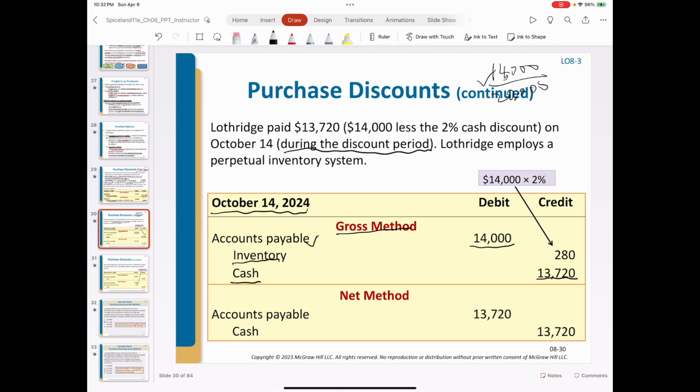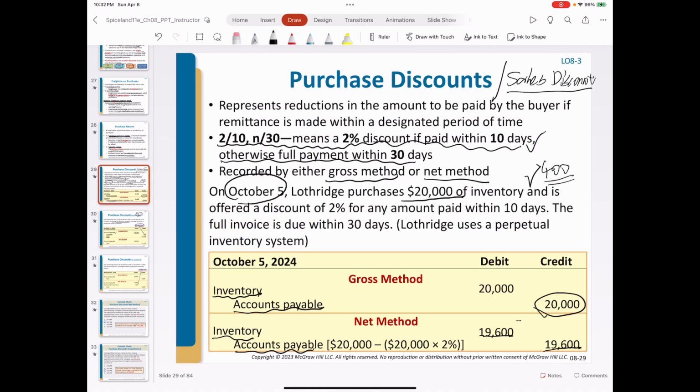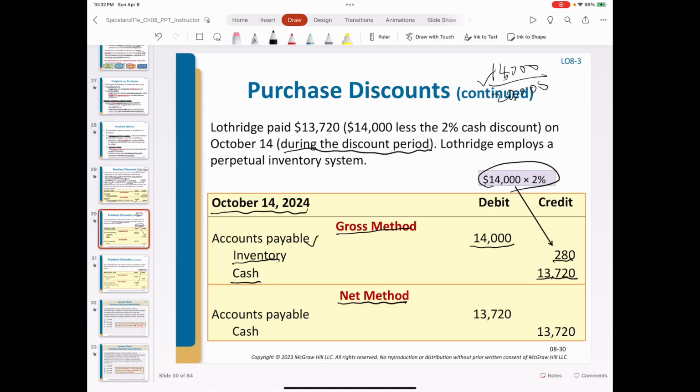The inventory value is reduced by $280. This is 2% of the $14,000. The gross method only accounts for the actual discount when there is any. For the net method, since all the discount has been accounted for here by assumption, there's no discount to be accounted for. So we debit accounts payable and credit cash. These are all after the discount.